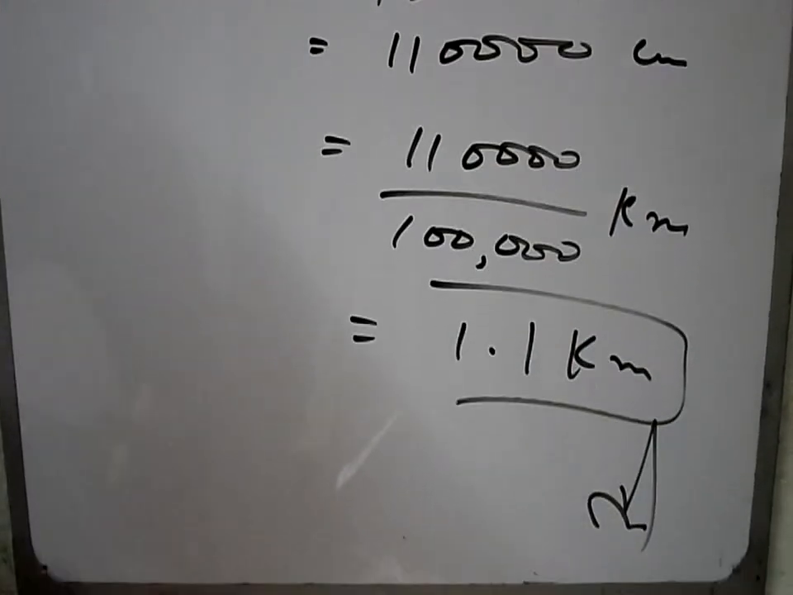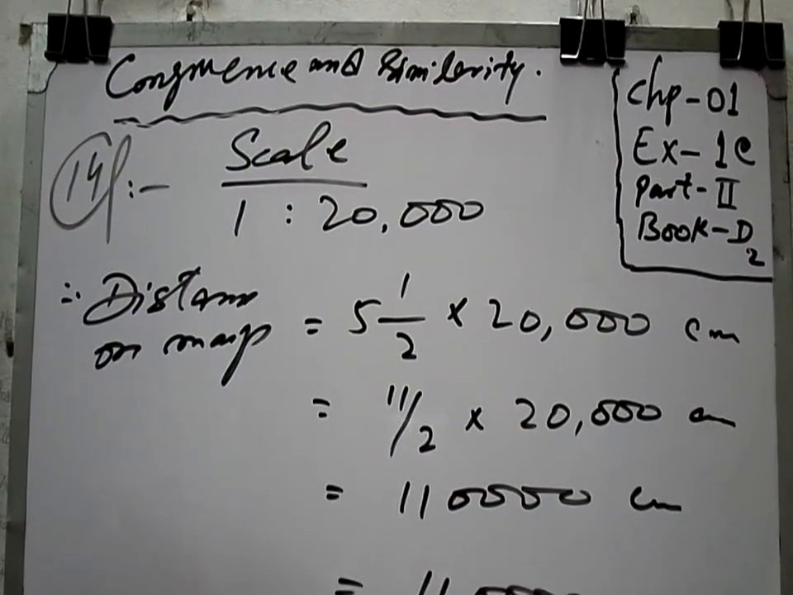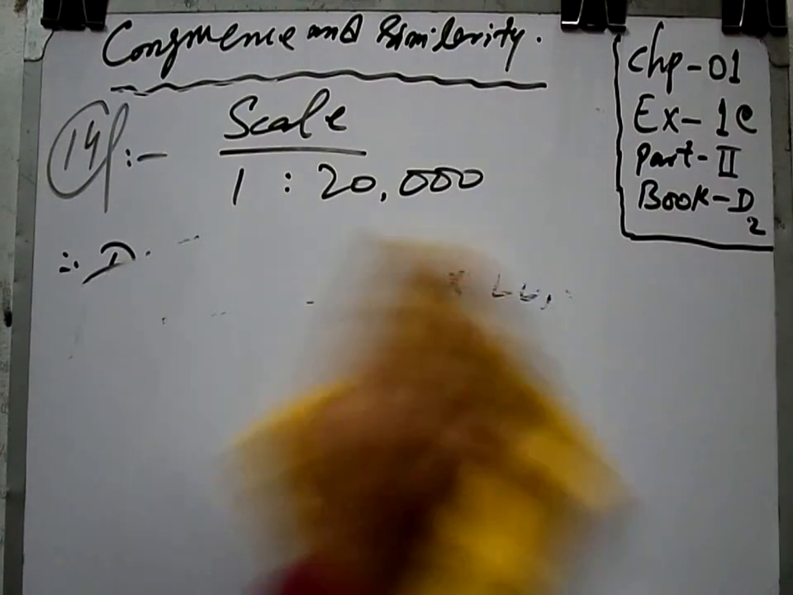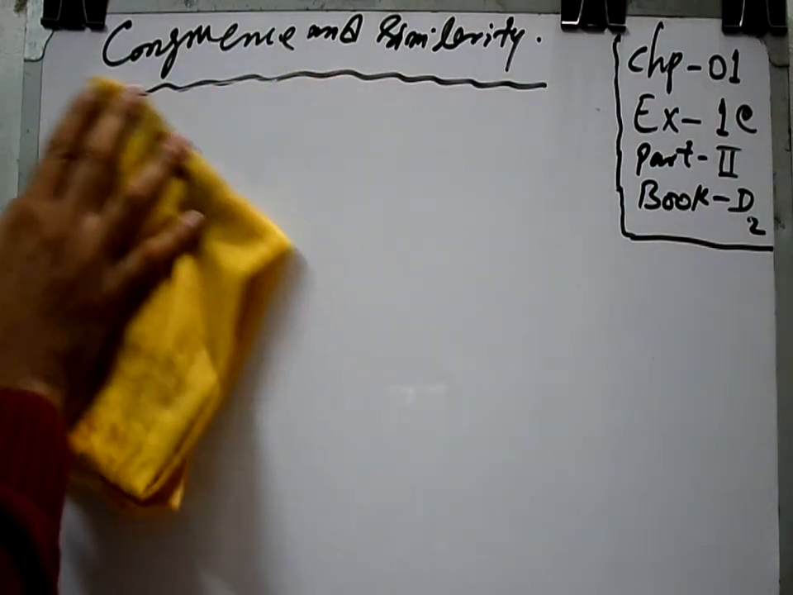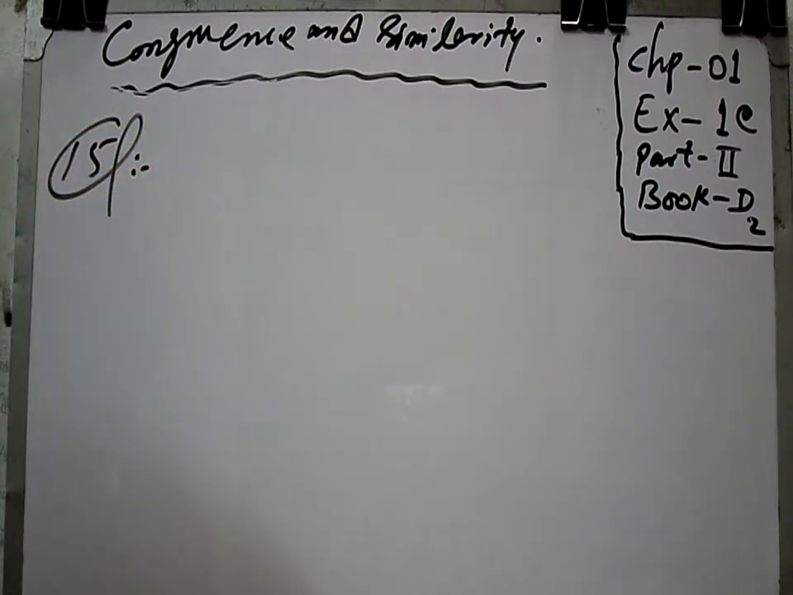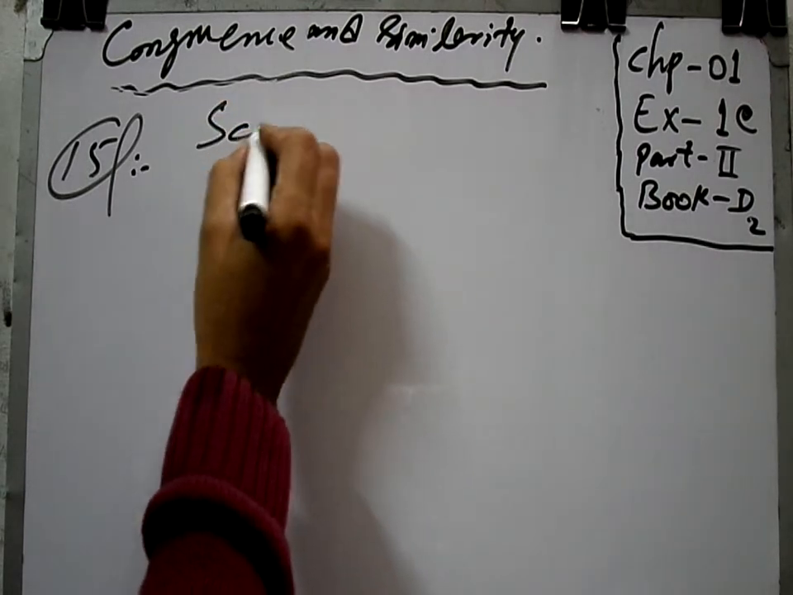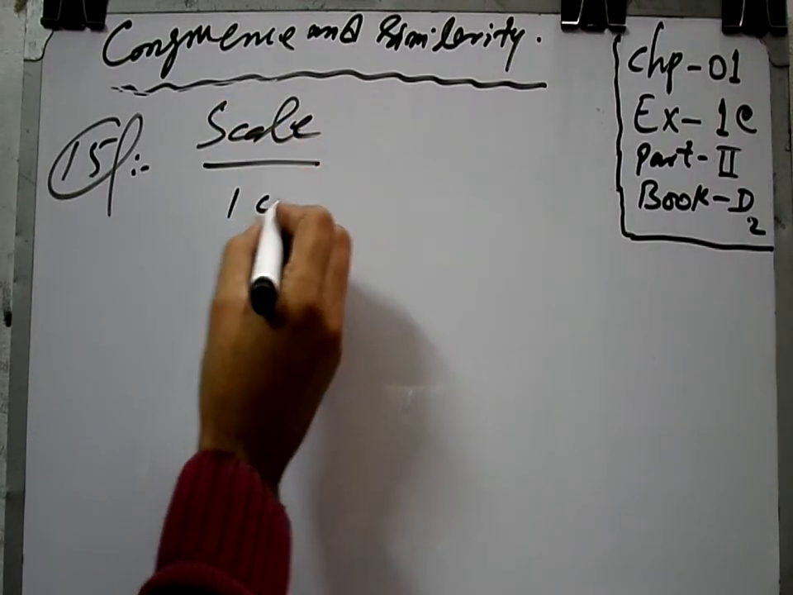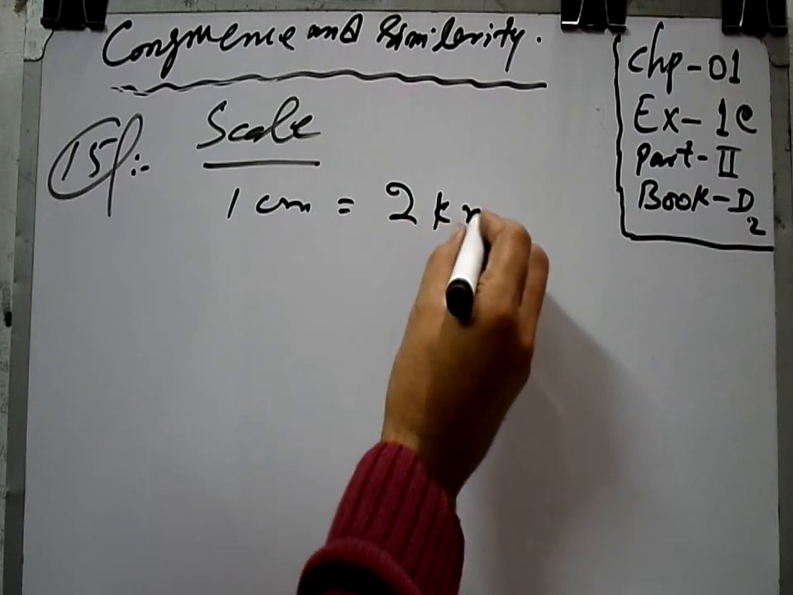Coming to question number 15. Given that 1 centimeter on a map represents 2 kilometers on the ground, find the actual area of a plot of land if the area of the land on the map is 3 centimeters square. In part B, the actual area of the lake if the area of the lake on the map is 4.5 centimeters square. Okay, first of all write the scale, that is 1 centimeter is equal to 2 kilometers.